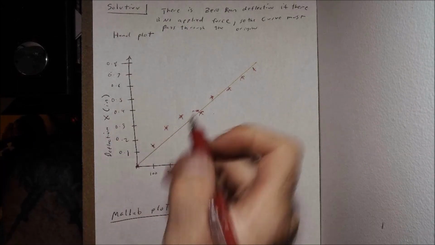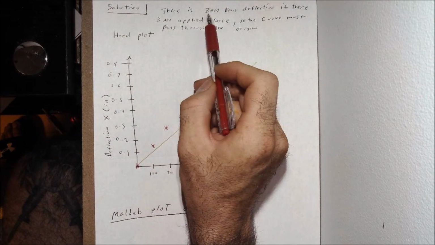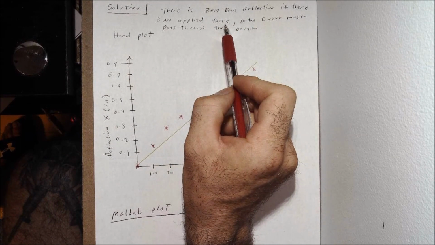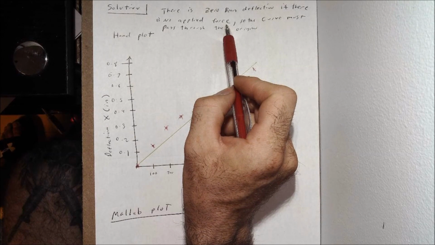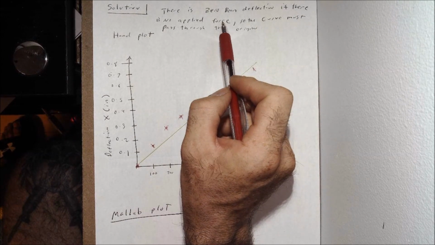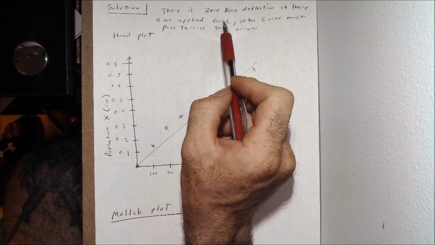So for this solution, one thing I know is that there is 0 beam deflection if there is no applied force. So that's from the given data and the given problem statement. We can make that assumption there. So that lets us know that the curve must pass through the origin. And that's going to simplify our solution as we do this hand plot.